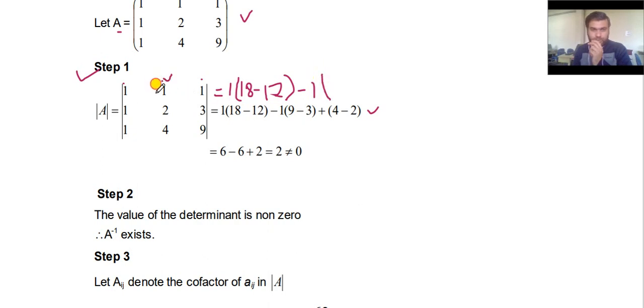Again hide the column in which this element is present and hide the row. So what remains? This 1 1 and this 3 9. So we have to cross multiply it. 1 multiplied by 9, that is 9, minus 1 multiplied by 3, that is 3. Okay, then we write plus.